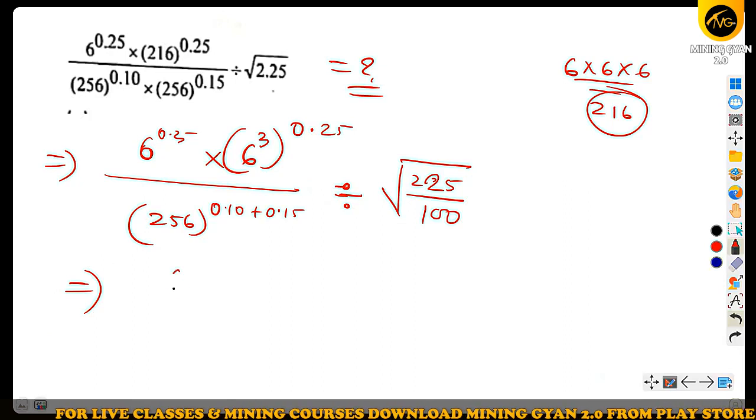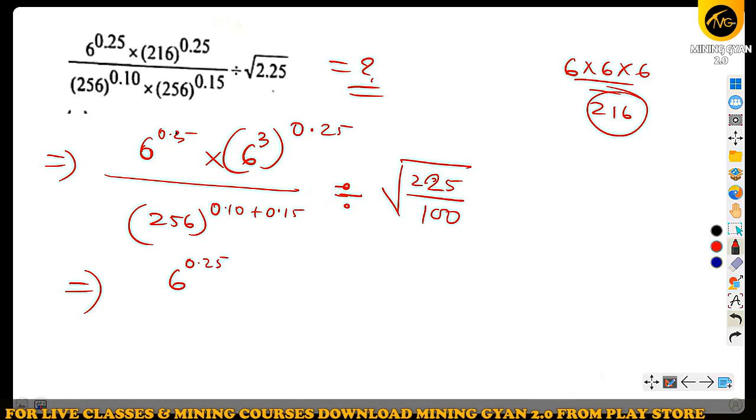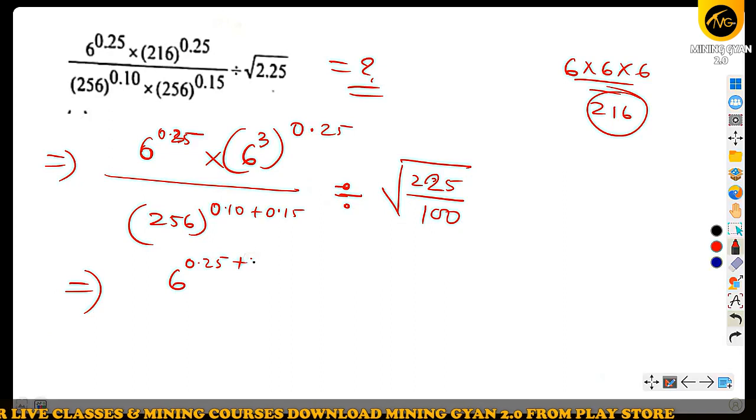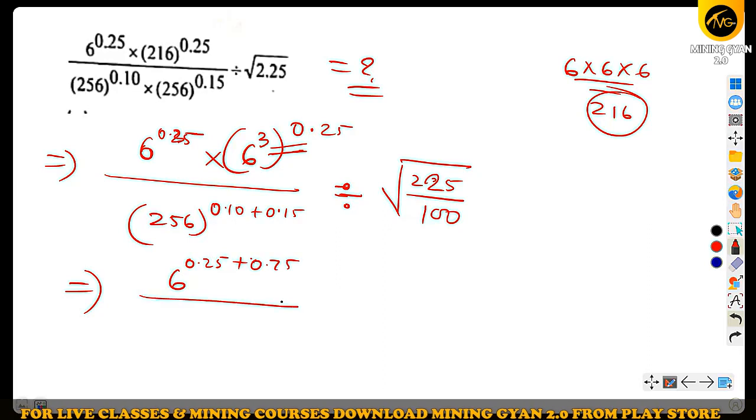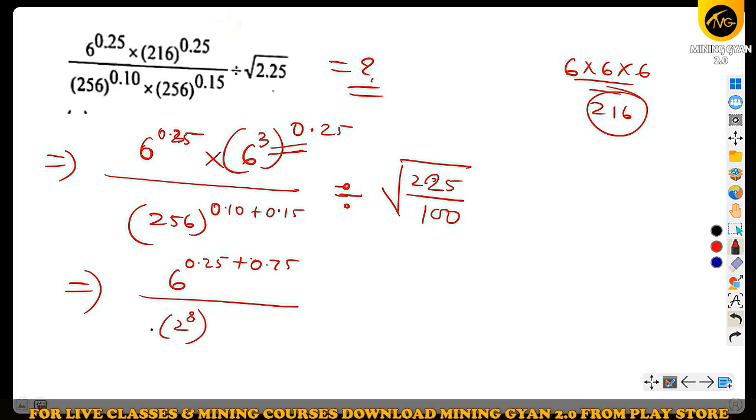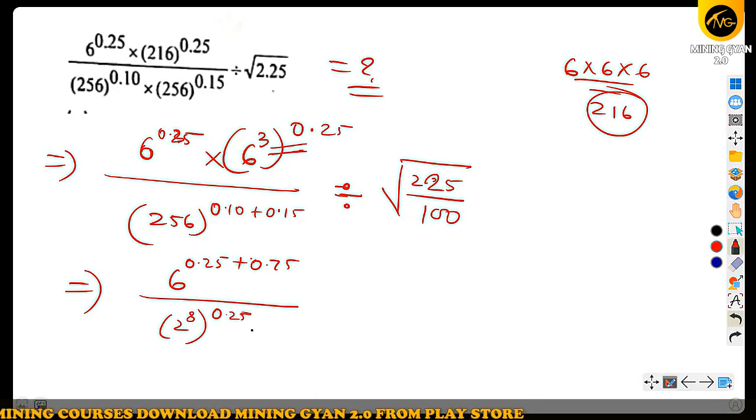That means we can write that 6 power 0.25 plus 3 into 0.25. 3 into 0.25 means 0.75, correct. Now we can break down the 256 as 2 power 8. And we can easily add the 0.10 plus 0.15, that is 0.25. Clear?